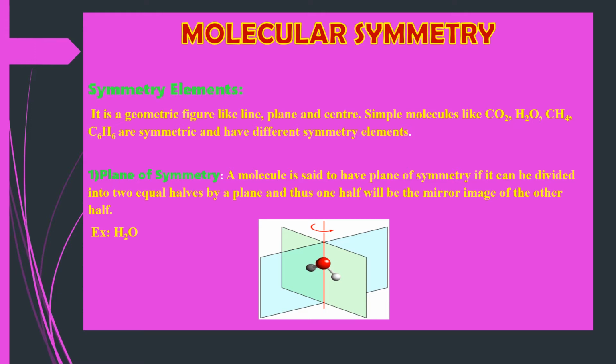Okay, so simple molecules, we say that they are symmetric. Why? Because they possess different symmetry elements. So let us look at the following symmetry elements. What are the symmetry elements and how many types are there? There are three symmetry elements. To begin with, the first one is plane of symmetry.